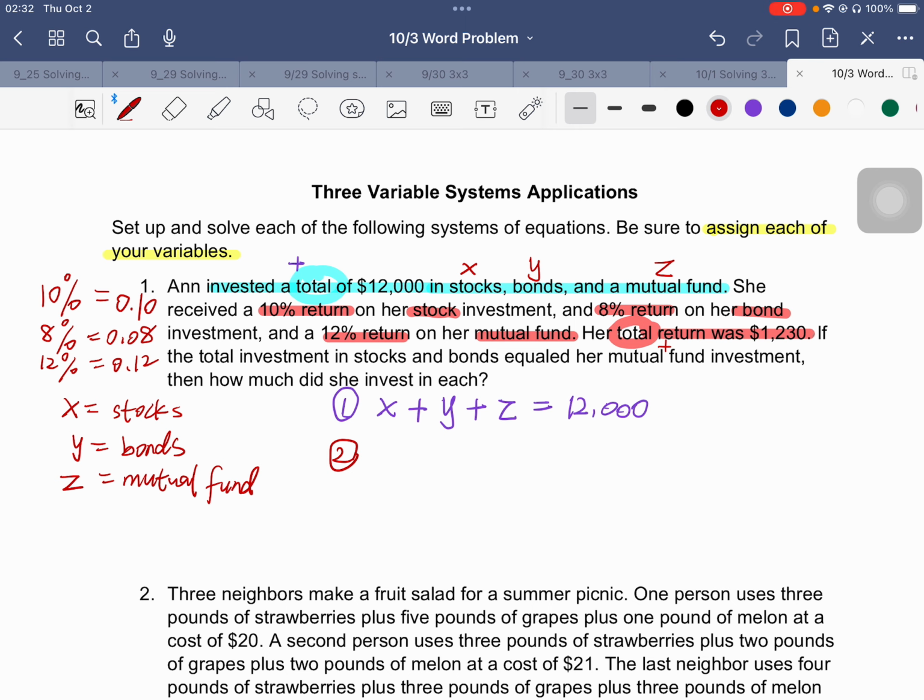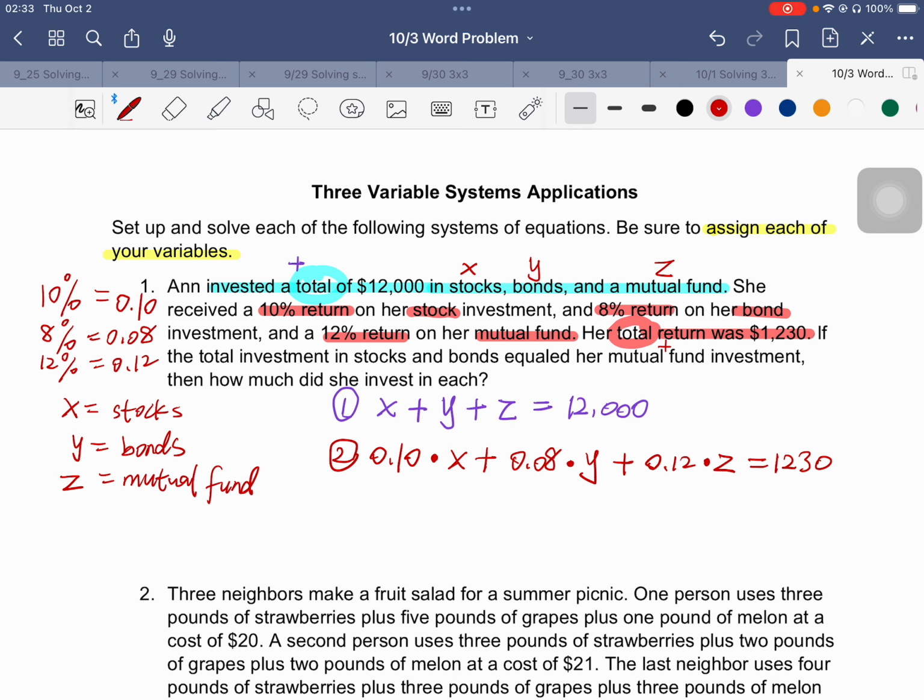So 10% is from stocks, which is my X: 0.10 times X plus 8% is from bonds, 0.08 times bonds, which is my Y, plus 12% from mutual fund, 0.12 times Z. And the total, we add them up, is 1230.